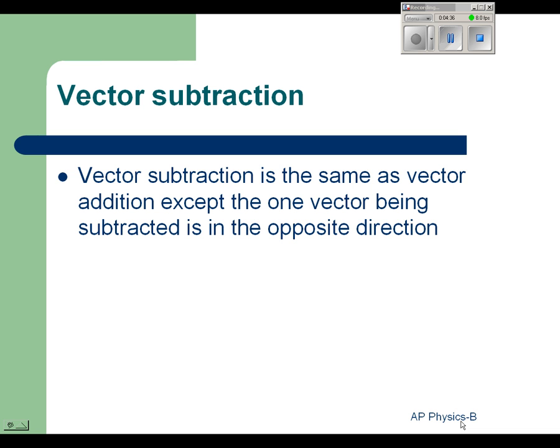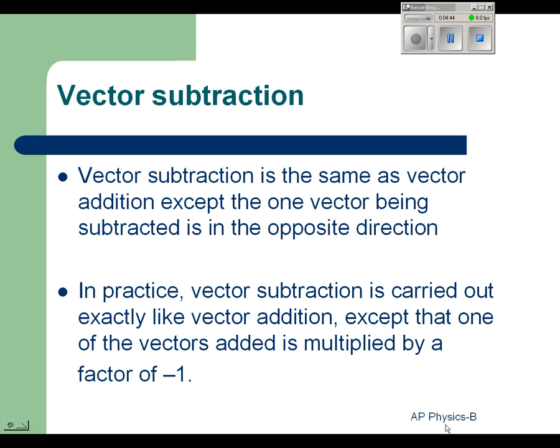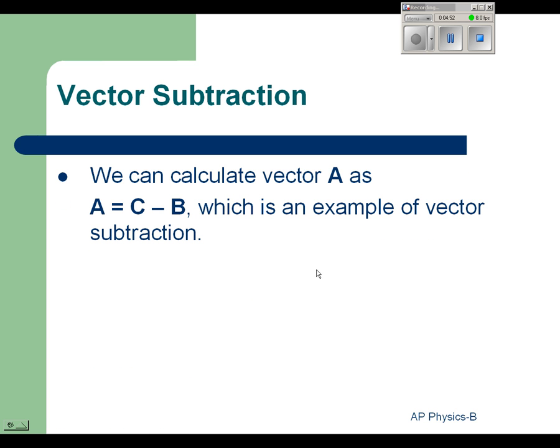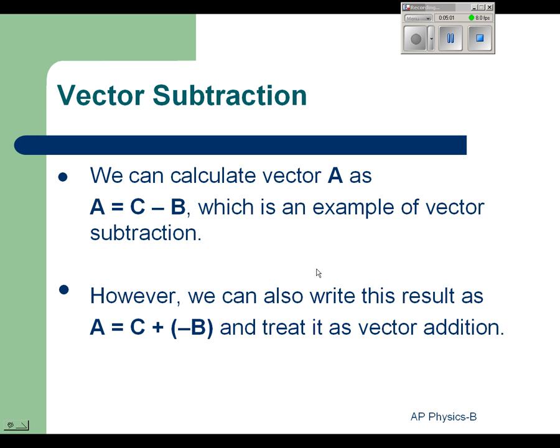And vector subtraction is the same as vector addition, except that one vector being subtracted is in the opposite direction. In practice, vector subtraction is carried out exactly like vector addition, except that one of the vectors added is multiplied by a factor of -1. So what does that mean? That means we can calculate vector A as, for example, A equals C minus B, which is an example of vector subtraction. How do we handle that situation?